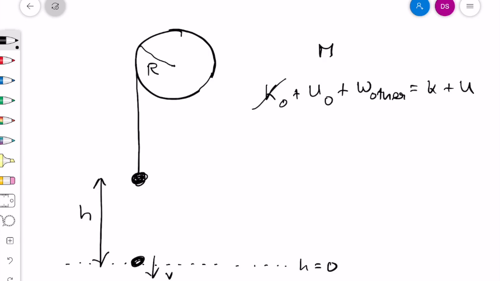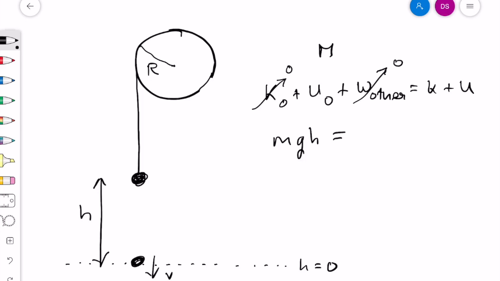So there is no kinetic energy to start with. What about the initial potential energy? So the only thing whose potential energy changes is the stone. So we just need to consider the potential energy of the stone. Our reference level for potential energy is the ground, h equals 0. So the potential energy of the stone is just mgh, little m g h. There is no friction or air resistance or anything, so we don't have a W other to worry about.